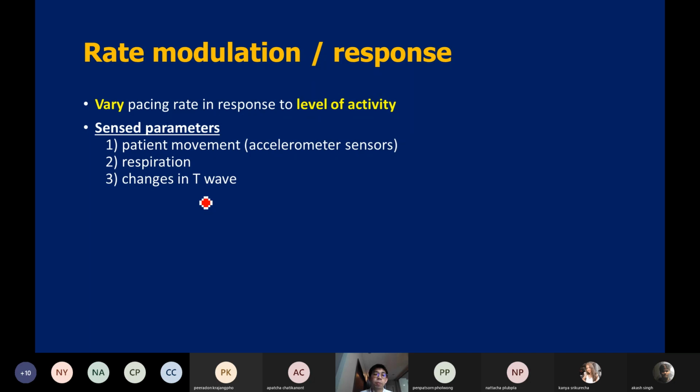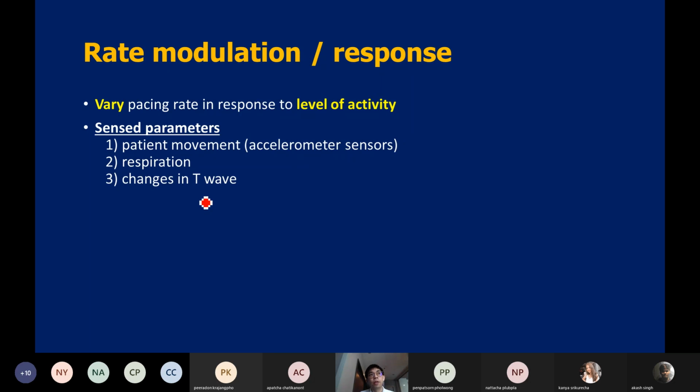The first one is the response to the patient movement. The pacemaker would have accelerometer sensors, which is a type of sensor. It will be notified if the patient has moved their chest wall or moved their body, and if that movement occurs, the pacemaker would pace at a higher rate. The second one that can be a response is the respiratory rate.